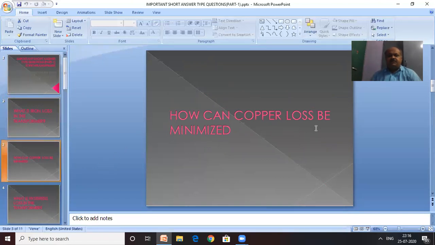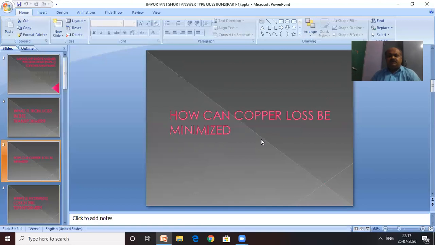How can copper loss be minimized? First of all, you should know what copper loss is. Copper loss is due to the resistance of copper windings in the transformer. There are two coils, primary coil and secondary coil. When current flows through the copper coil, due to its resistance, there is some Joule's loss, P equals I square R.